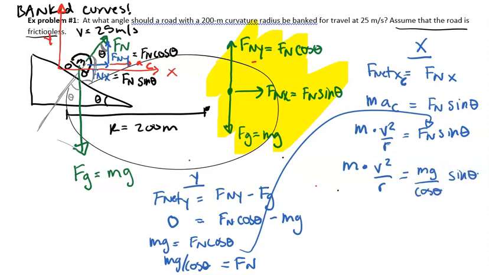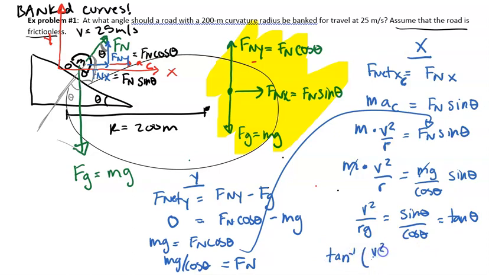So let's go ahead and do some simplifying and see if we can solve. The m's cancel out. Let's move that g to the other side. So we have v squared over rg equals sine of theta over cosine of theta. I know sine over cosine is tangent of theta. Oh my goodness, we're almost there. Cool. So now to solve for the angle, if we want to find the angle, we're going to have to use inverse tangent of v squared over rg equals theta.